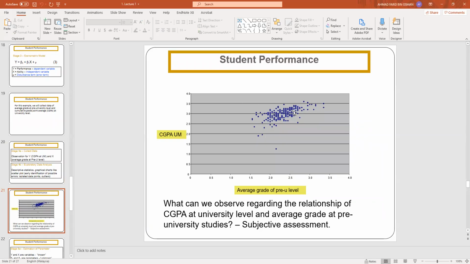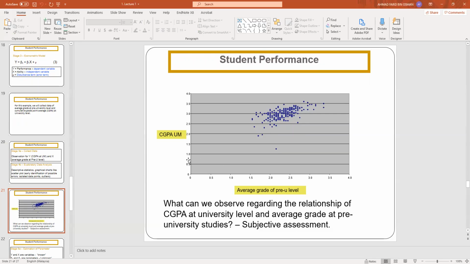So let's say this is the graph for the given example. We have CGPA at university level and average grade at pre-U level. So you produce a scatter plot. This is what we call a scatter plot. So you have Y and X. What can we observe regarding the relationship of the CGPA at university level and average grade at pre-university studies? In this case, you can only make a subjective assessment by looking at the graph.